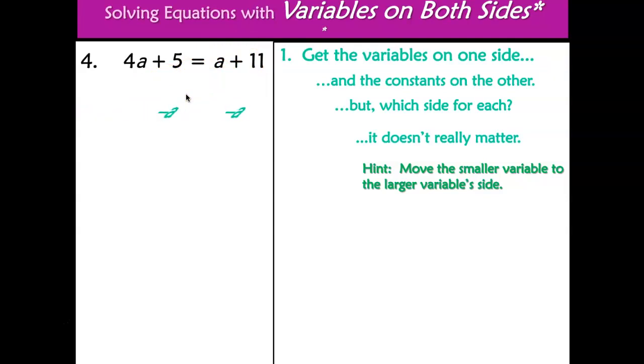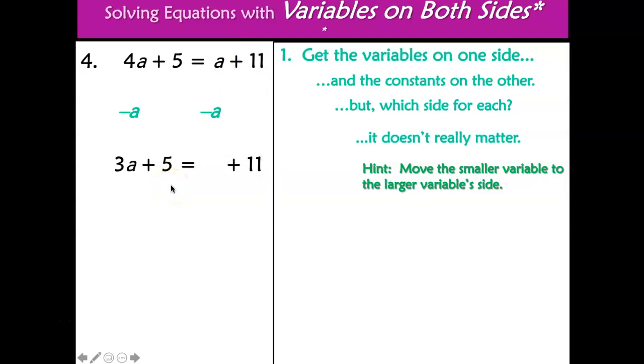So what I'm going to do is get rid of a. So I'll do the opposite, minus a. So I'll do that on both sides. So if we do 4a minus a, that's 1a. So 4 minus 1 will give you 3a. I bring down 5 down here. A minus a is 0, so this will just have 11.